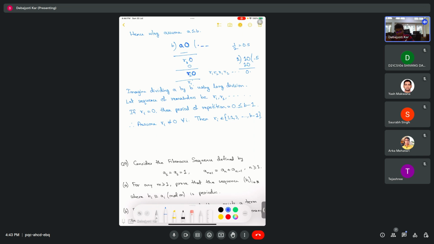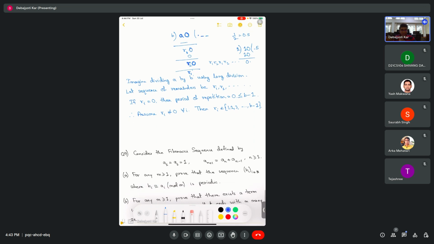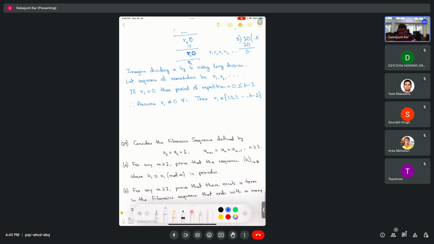Because once some remainder repeats, the next sequence of remainders has to be the same, because the same thing is going to repeat, right? Is this clear? So for example, let's consider some example.